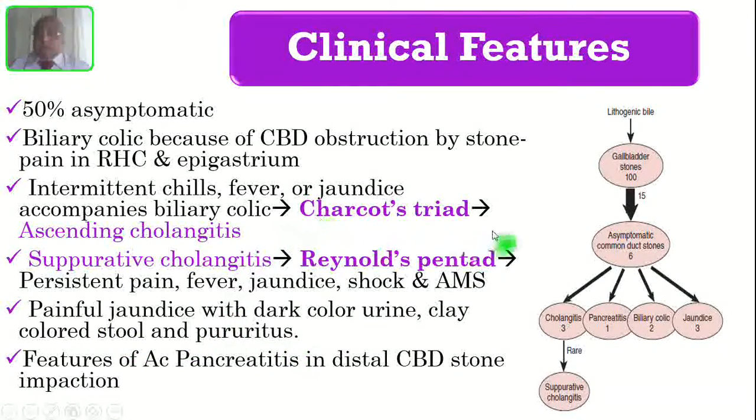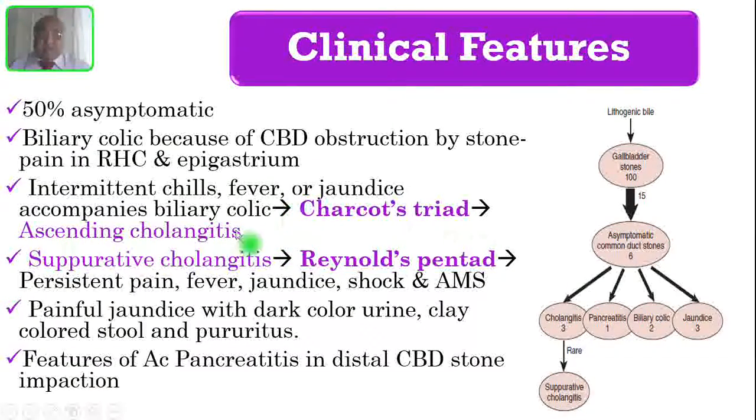Suppose the stagnant bile has got secondarily infected, then the patient will develop what is called ascending cholangitis. Now the patient will also have fever, jaundice, and the biliary colic. This is the typical Charcot's triad. This is the ascending cholangitis.